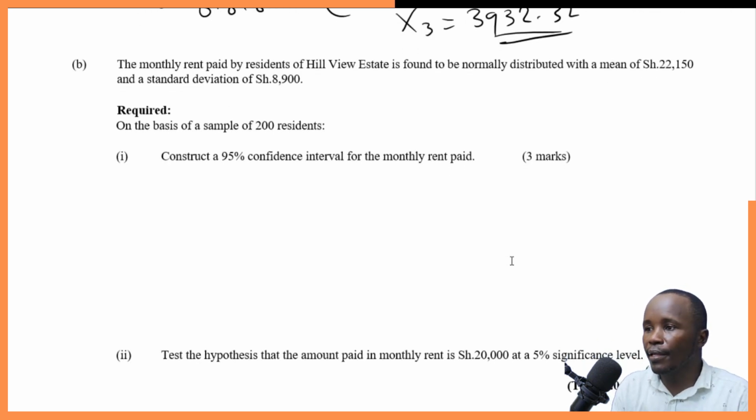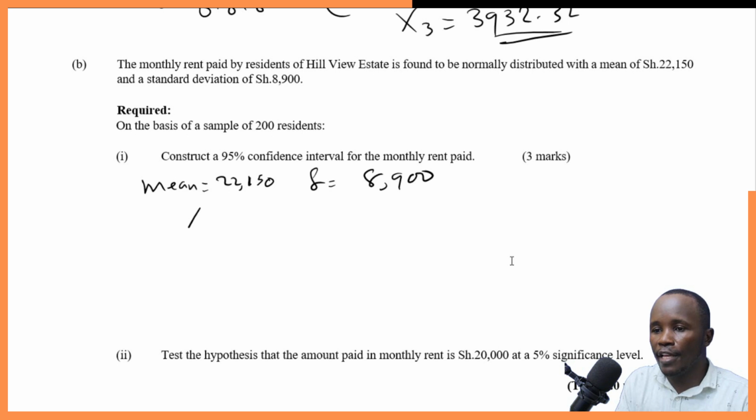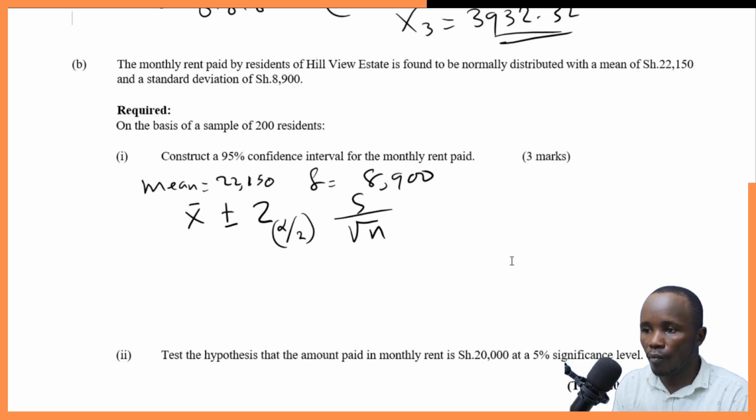So here you're told that the mean is 22,150, and the standard deviation is 8,900. To construct the confidence interval, we know X bar plus or minus Z alpha over 2, then S over the square root of n. Here we already have the mean as 22,150. So X bar is 22,150 plus or minus, for 95% confidence.